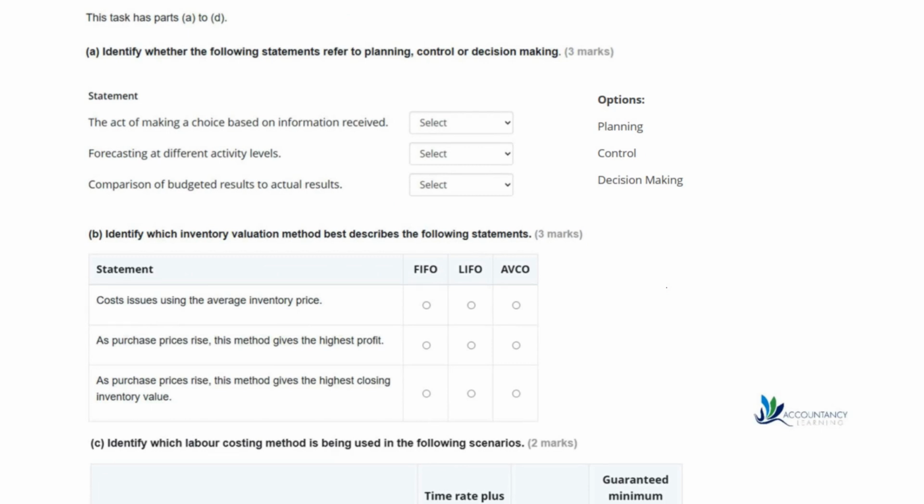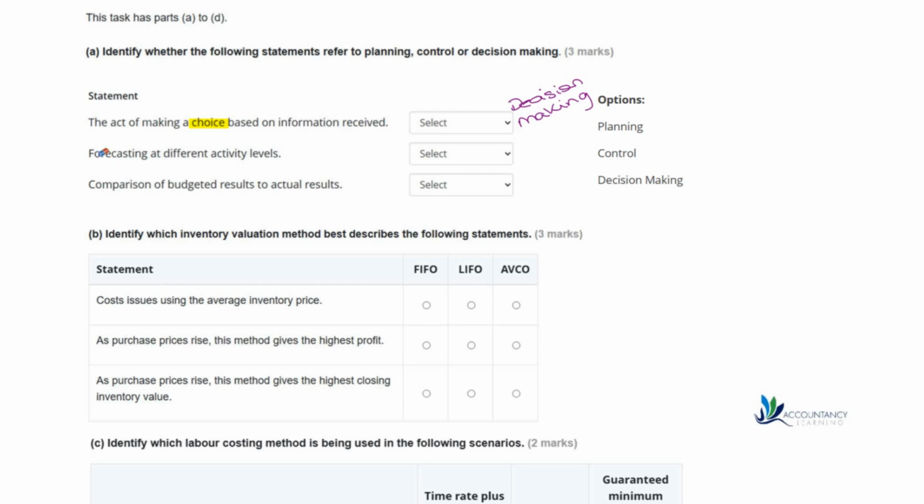The act of making a choice based on information received. So we're making a choice, so we're making a decision. So the first one will be decision making. So we've got some information and we're making a decision based on that information.